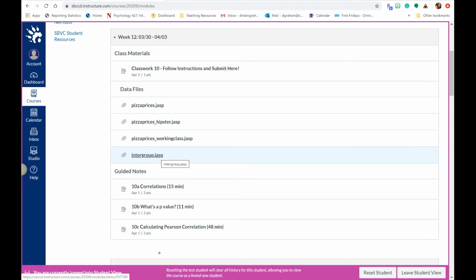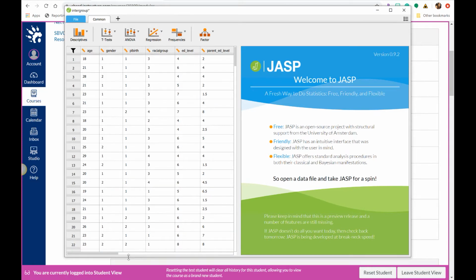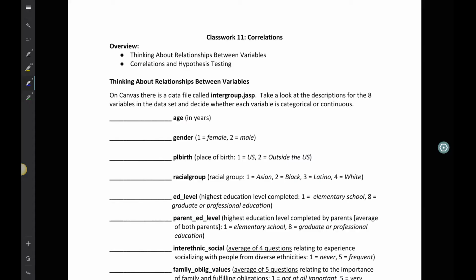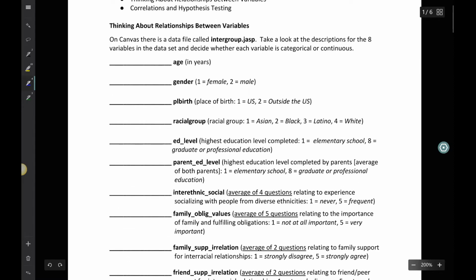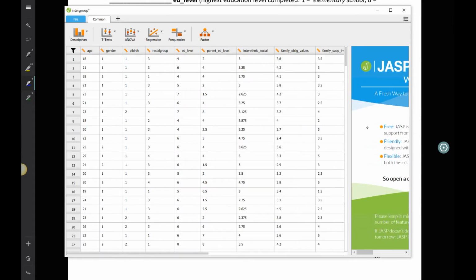It is the one here that says intergroup.jasp. So I've already gone ahead and opened up a copy of that. So we can see here, this data set has a lot of variables in it. And so we can see age, gender, PL, birth, racial group, ed level, parent ed level, and so on. So the explanation of what all of those mean is right here. So these are the variables that are present in this data set here.